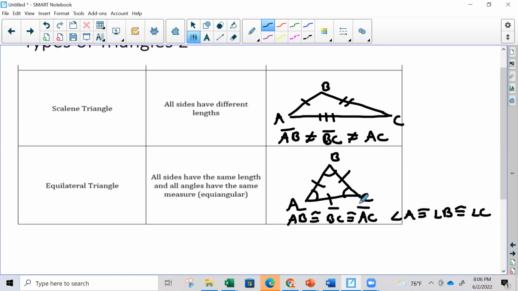One thing we know about an equilateral triangle is that because all the angles are equal and they add up to 180, if we take 180 and divide it by 3, because they're all equal, we would get 60 degrees. So each angle in an equilateral triangle is always 60 degrees.